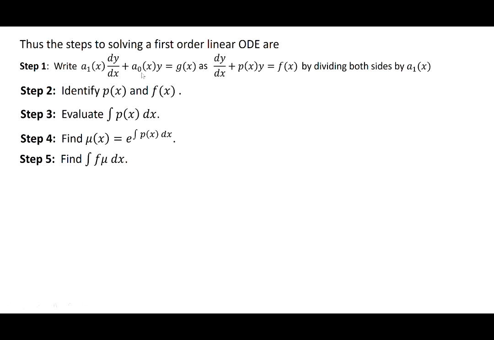Step 1, you do this and divide both sides by a1 of x, and then identify p of x and f of x. Evaluate integral p of x. Right? These are the steps. Now let's ask, why do we do this? Why do we go through these steps?